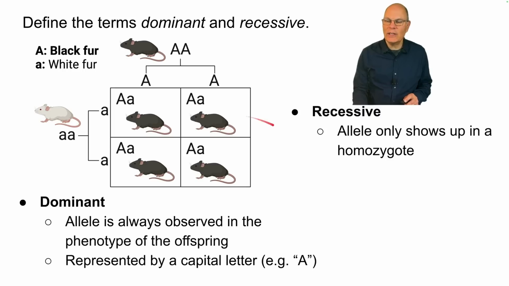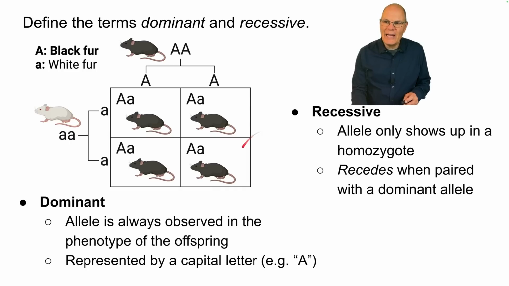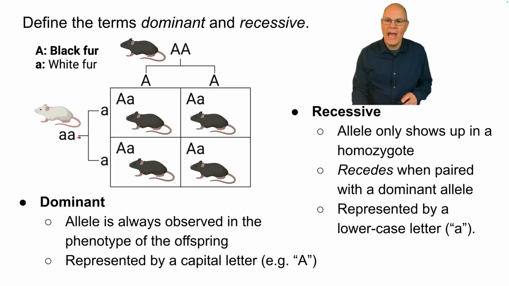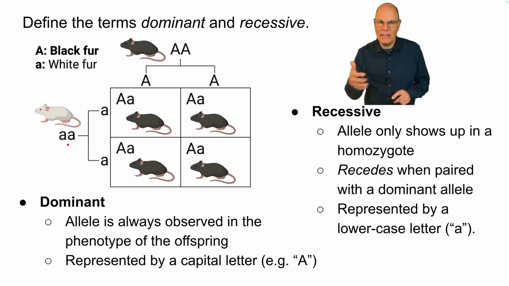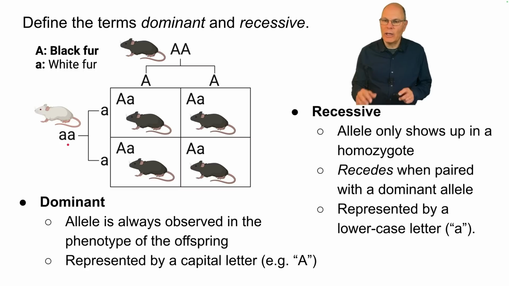A recessive allele only shows up in a homozygote. So this mouse over here is homozygous recessive, and therefore it has the recessive appearance. That recessive allele recedes into the background when it's paired with a dominant allele, and these are represented in the Mendelian system by a lowercase letter, in this case, lowercase a.